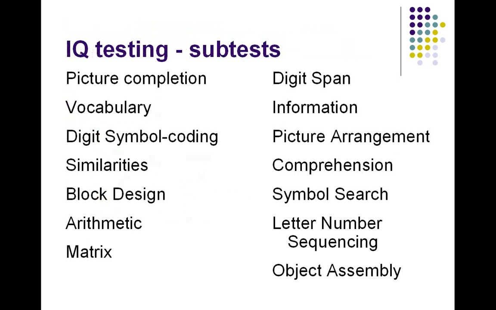IQ testing, current tests, this is a range of different tests. So it's picture completion, for example, vocabulary, coding, symbols, similarities, looking at block designs, arithmetic, matrix reasoning, digit span tests, general knowledge, information, picture arrangements, comprehension tests, understanding symbols and sequencing letters and numbers, and assembling pictures like jigsaw puzzles and so on. So there's lots of different tests in one psychological assessment.